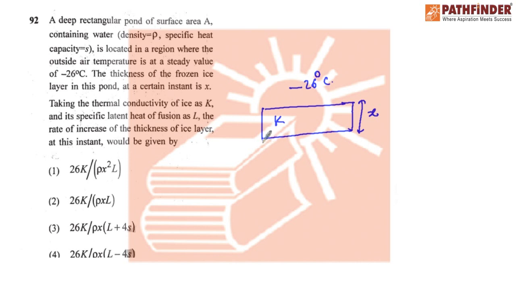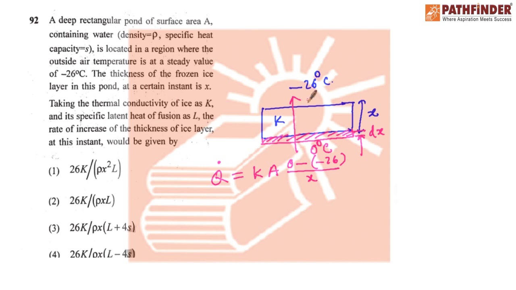So here the ice is forming, and let's say in dt time the thickness increases by an amount dx. Here the temperature is 0 degrees centigrade. The latent heat which the water rejects when it becomes ice is equal to the rate of heat conduction through it, right? So the rate of heat conduction through it is equal to K A times the temperature difference, that is 0 minus 26, divided by x.